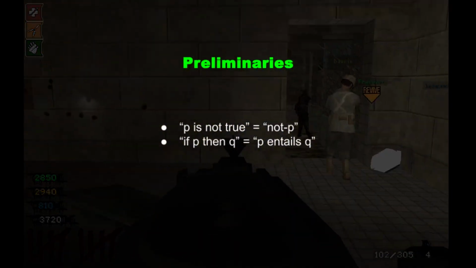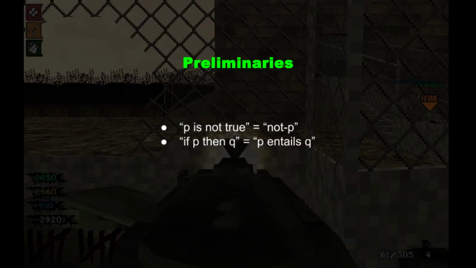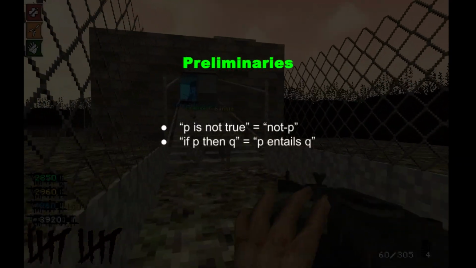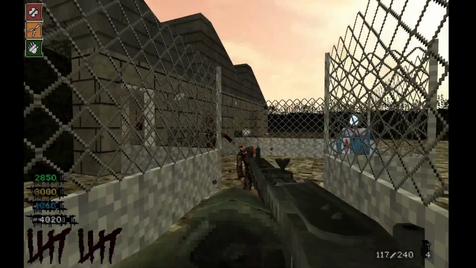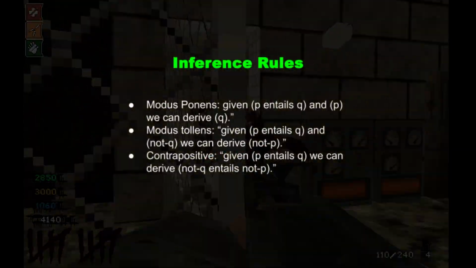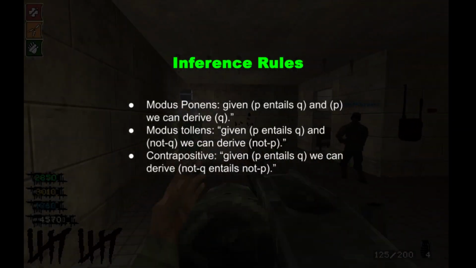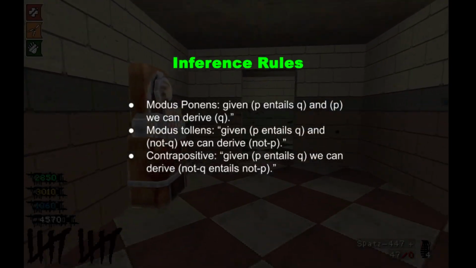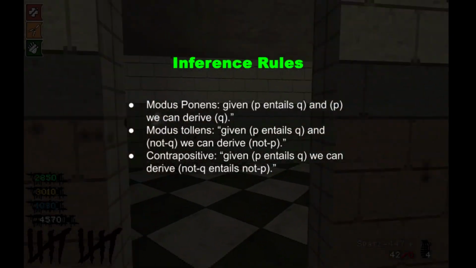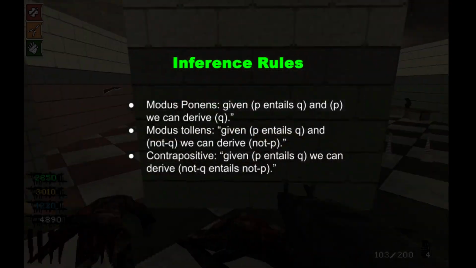For some preliminaries, we're going to simplify P is not true to not P from now on, so I don't have to say the entire thing. And then we're going to simplify if P then Q to just P entails Q. Now, firstly, we can give some inference rules here. Modus ponens, which we mentioned before: P entails Q and P together entail Q. So if you have both of those two premises, you can derive Q. And this works for whatever you want to substitute for P and Q.